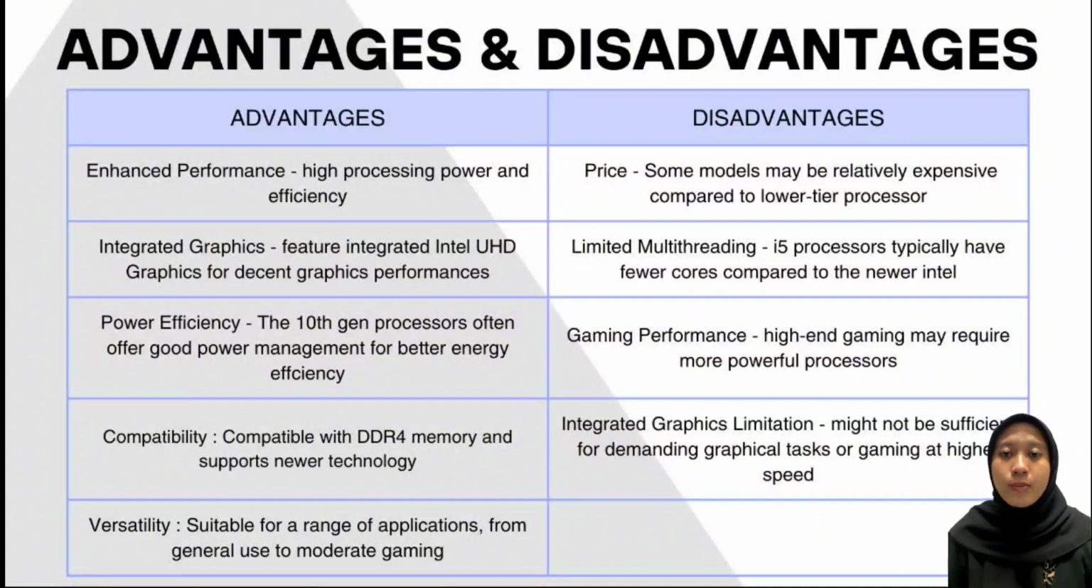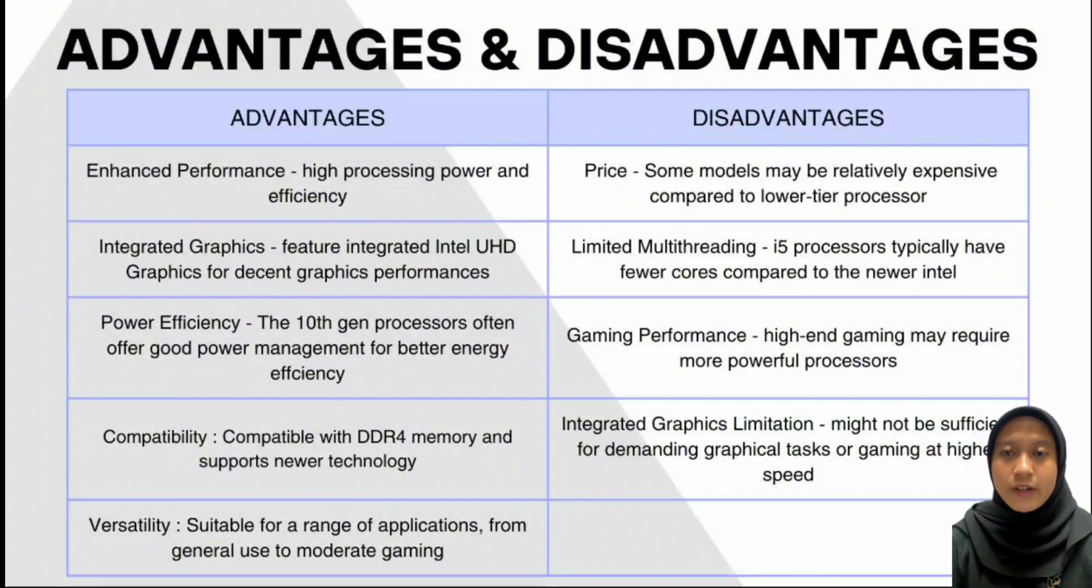The third one is power efficiency. The 10th generation processors often offer good power management for better efficiency. The fourth one is compatibility. Compatible with DDR4 memory and supports newer technology like Thunderbolt and Wi-Fi 6. The last one is versatility. Suitable for a range of applications from general use to moderate gaming.